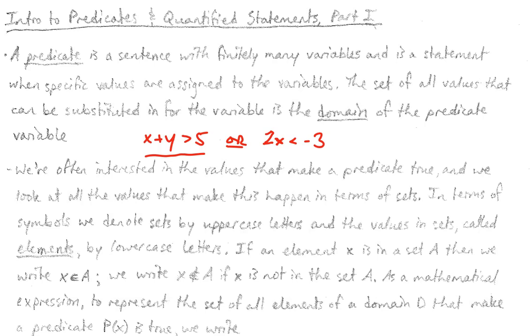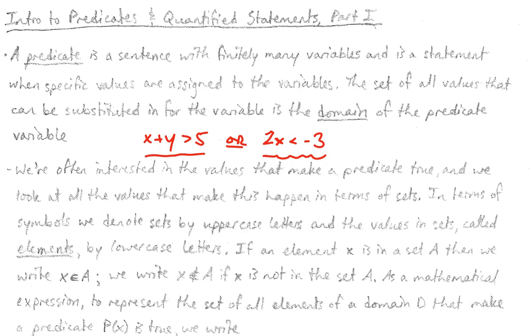For the second one, this is a predicate here. There's only one variable in it. And again, based on the x value that is chosen, this may or may not be true. If I chose 0, then this predicate would take on a value of false. If I chose minus 5, then this predicate would take on a value of true.